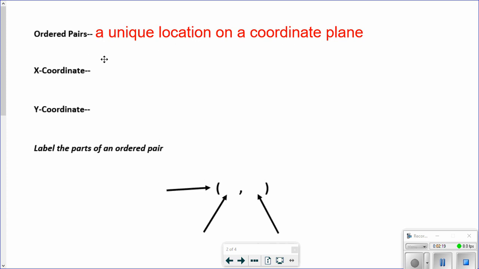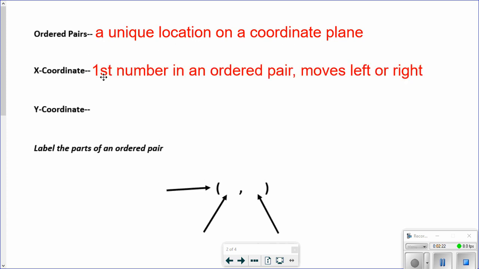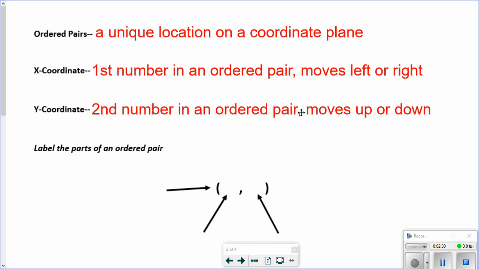Alright. An ordered pair is a unique location on a coordinate plane. The x-coordinate is the first number in an ordered pair, and it can move the dot left to right. The y-coordinate is the second number in the ordered pair, which moves it up or down.